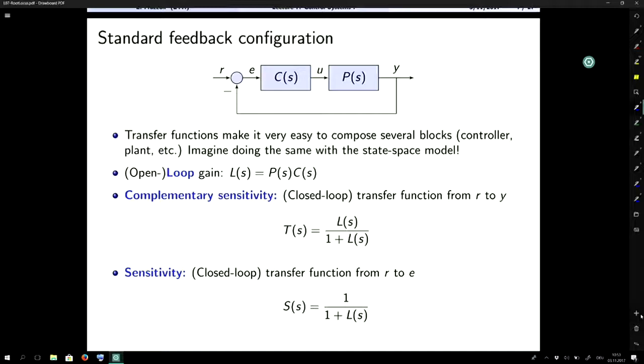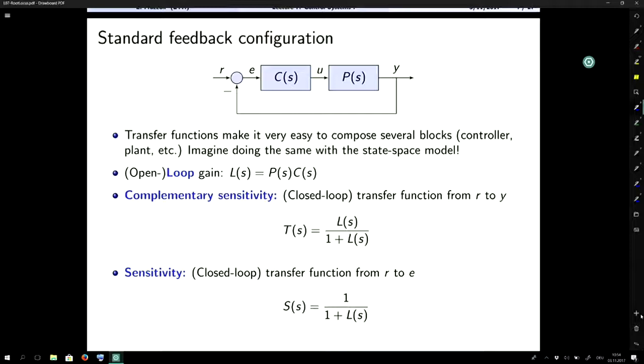E will be equal to R minus Y. U will be equal to, let me just write it like this, we know that everything will be something multiplied by e to the power st. U will be equal to C of S times E, which is equal to R minus Y, e to the power st. We know that Y will be equal to P of S times R bar minus Y bar, e to the power st.